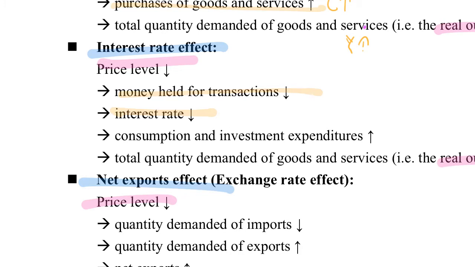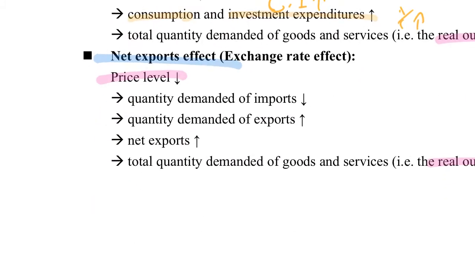So then the consumption and the investment will increase, because the cost of lending or borrowing money decreases. So that's why C and I will increase. So that's why the Y will increase. Okay, P decreases and the final result is Y increases again.